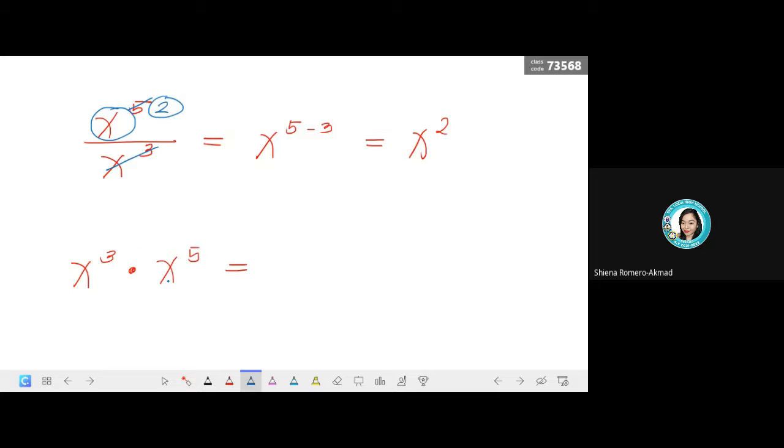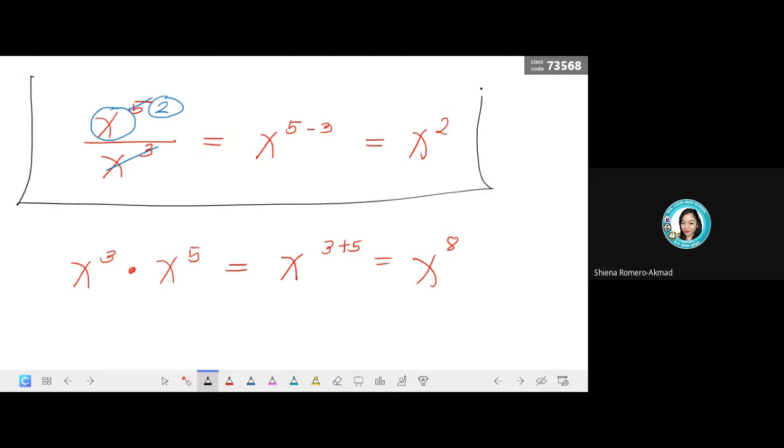Okay? Kapag naman multiply, of course, kabaliktaran. Dito nag-subtract tayo, dito mag-add tayo. So, we have x, 3 plus 5, and that is x raised to 8. Okay? So, ito yung isa sa mga konsepto na kailangan nating alalahanin. Itong division of variables. Kapag nag-divide tayo, we have to subtract their exponent.